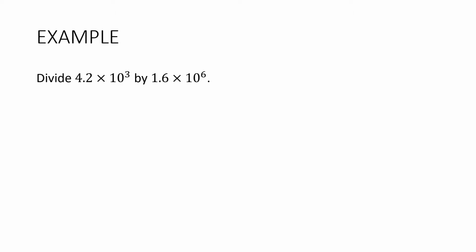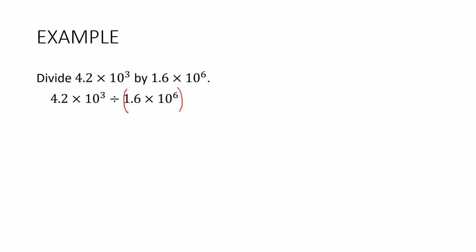So let's have a look at how we use the calculator. Divide 4.2 times 10 to the power of 3 by 1.6 times 10 to the power of 6. Now what you can't do is do it straight out like this. And the reason is order of operations. Multiplication and division are done in order from left to right. And at each stage the calculator is going to calculate the answer.